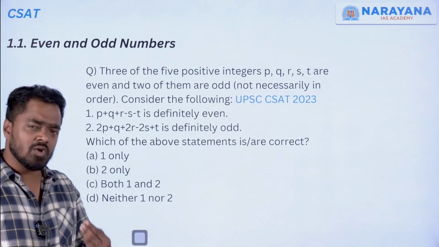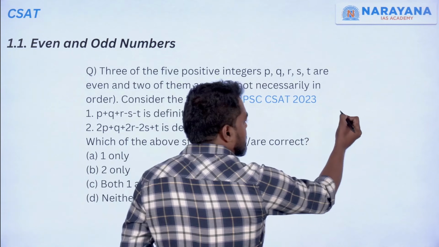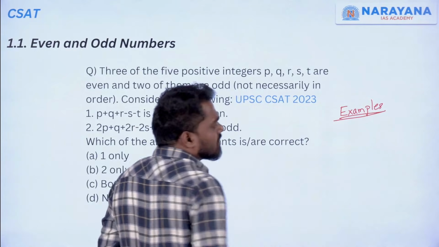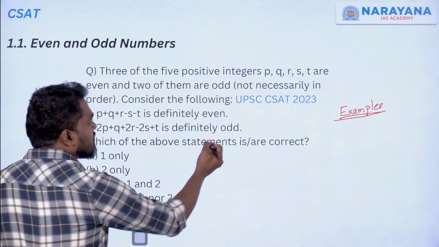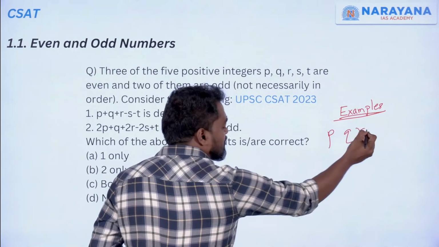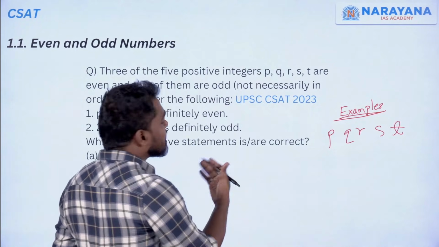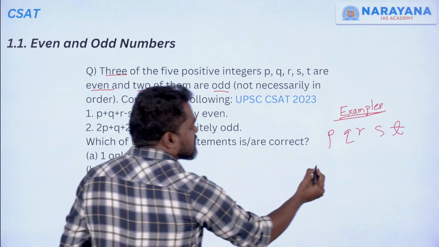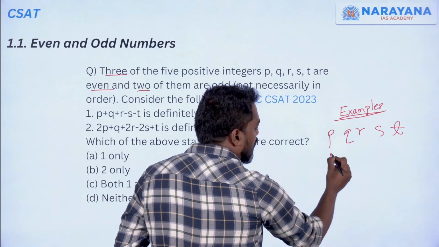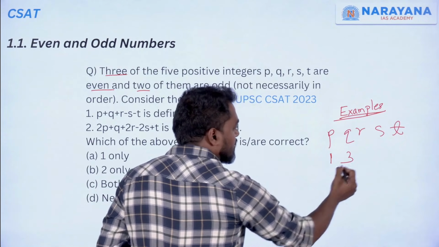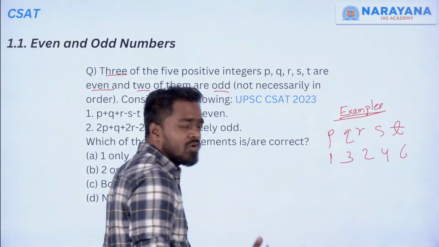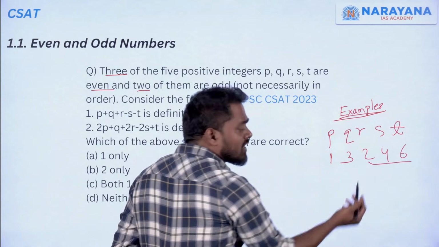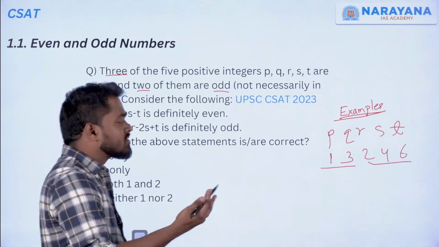The same question you can do using just an example approach. Take some examples and directly check for the options. For example, they are saying there are 5 integers p, q, r, s and t. 3 are even numbers and 2 are odd numbers. So you can take, for example, 1 and 3, which are odd, and 2, 4, 6. So you can take examples. Here you have taken 5 positive integers which are 3 even numbers and 2 odd numbers. So you can do it like that.